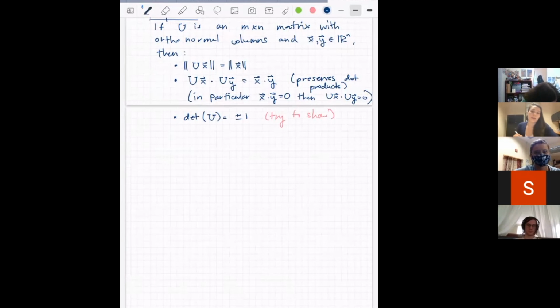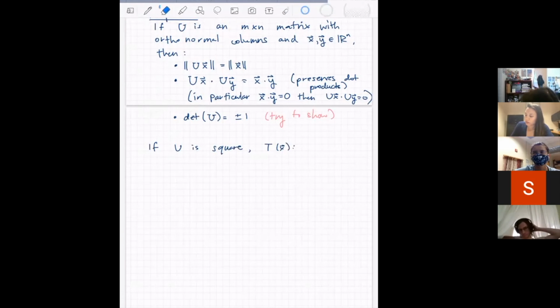There's a question. Yeah, go ahead. So for a matrix that has orthogonal columns, the matrix itself doesn't have to be a square matrix? No, it doesn't have to be. But if it is, so this actually leads into something. If U is square and we look at the transformation corresponding to U, so the transformation given by U times X, then this transformation will be just a rotation.